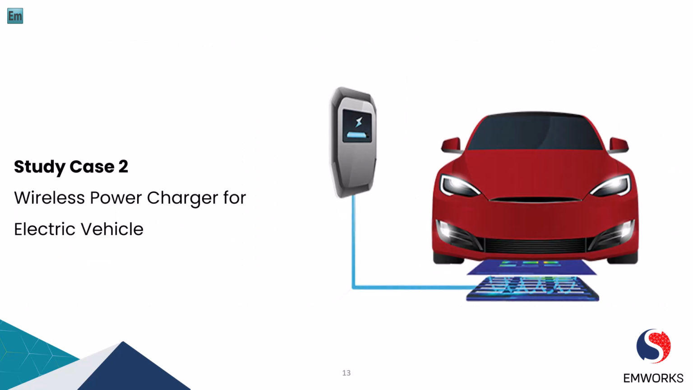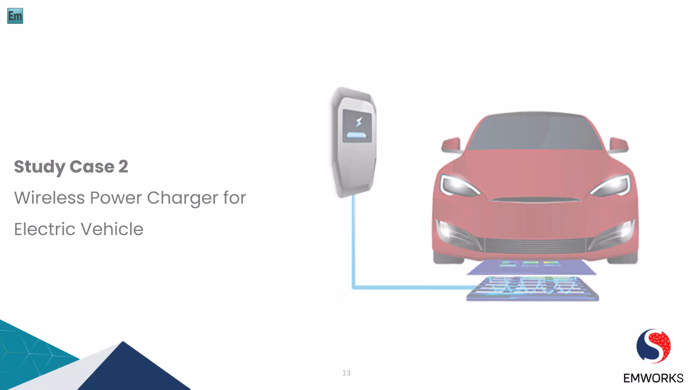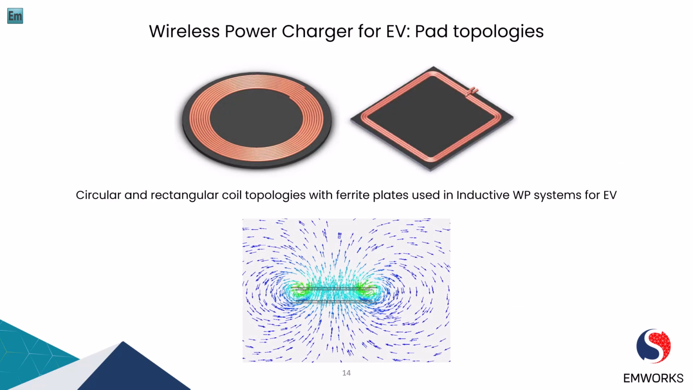Next, we have case study 2, where we'll discuss wireless power chargers for electric vehicles and also go through their different pad topologies. Traditionally, inductive wireless power transfer systems are most commonly used for electric vehicles, and they are typically either circular or rectangular coils with ferrite plates. These topologies provide a single-sided magnetic field with one in and out path for the front of the coils.